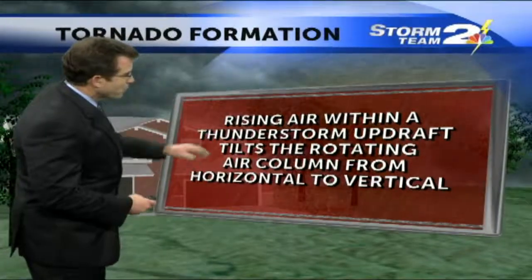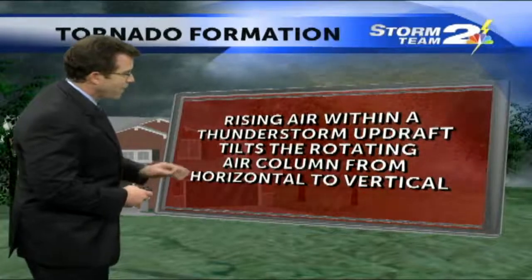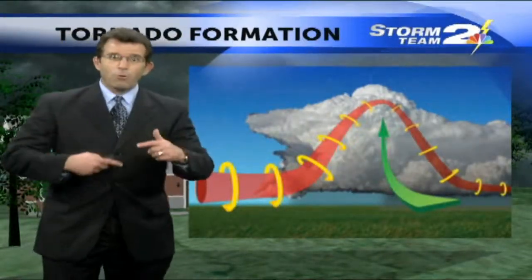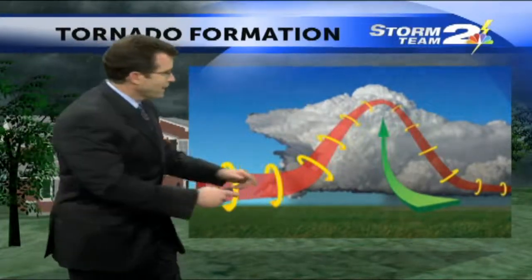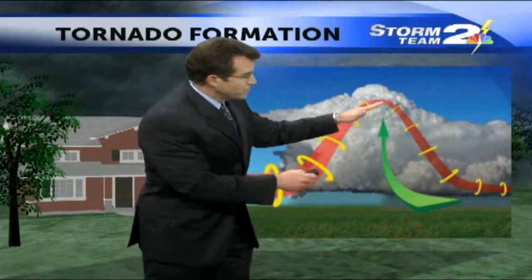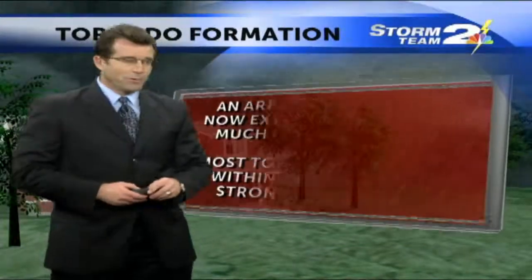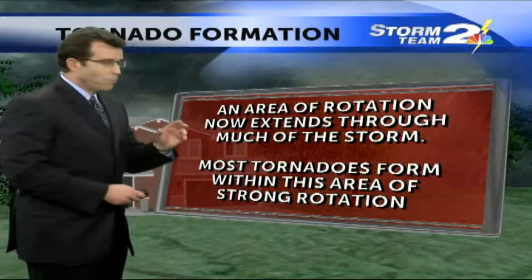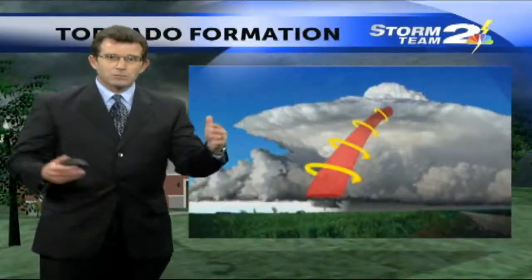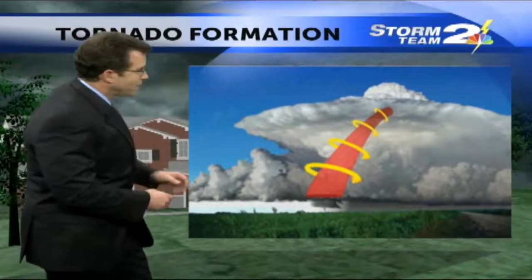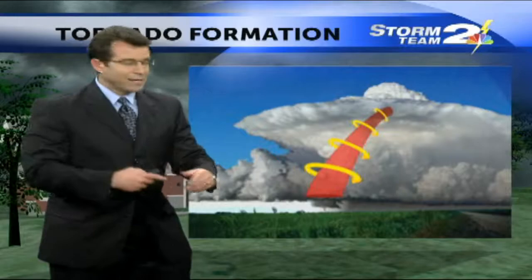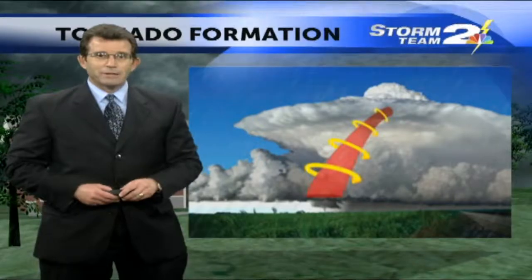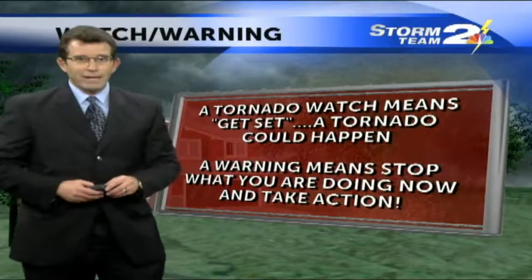Then rising air within a thunderstorm updraft tilts the rotating air column from horizontal to vertical. So this is kind of what it would look like. Remember, we got the horizontal rotation. Now we've got a lifting where it's turning more vertical, rising up into the thunderstorm. Then what happens is an area of rotation extends through much of the storm. At this point, most tornadoes form within this rotation, typically about 2 to 6 miles wide. And again, now all of a sudden our horizontal has turned more vertical, and now we've got that rotating column of air that could eventually become a tornado. And that's what we're looking for inside of thunderstorms.